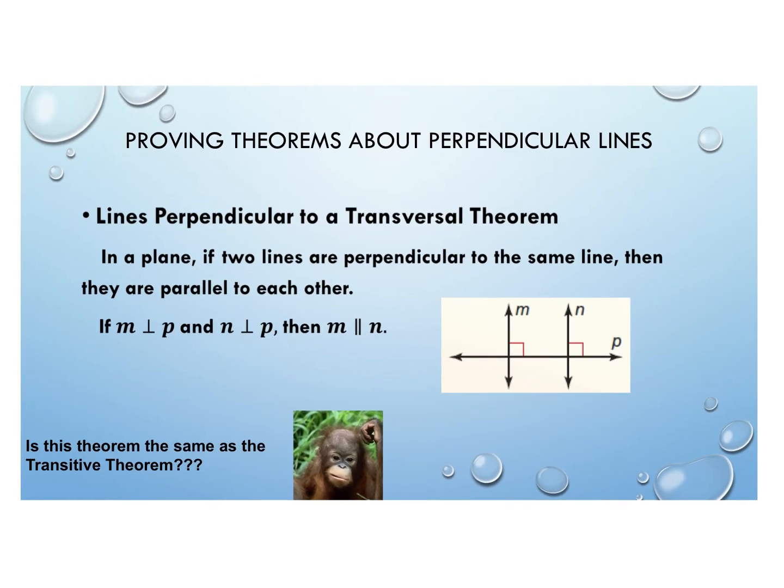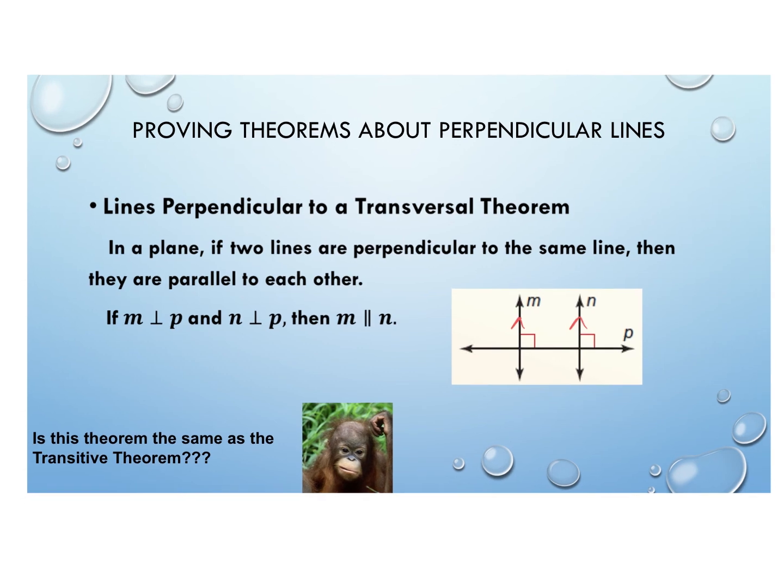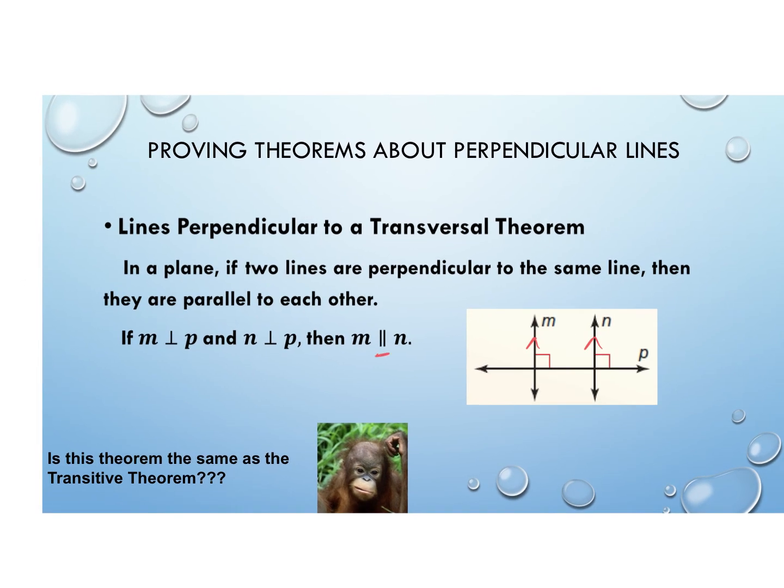Next, we just reversed the order here. It says if they're both perpendicular to the same transversal, then what do we know about those two lines? They're parallel. So if they're both perpendicular to the same line, the line P, then they must be parallel to each other. So M and N must be parallel. It's very similar to the transitive property, only in our last statement, we're not saying that they're perpendicular to each other. We're saying that they're parallel to each other.